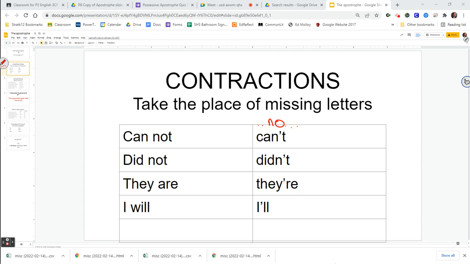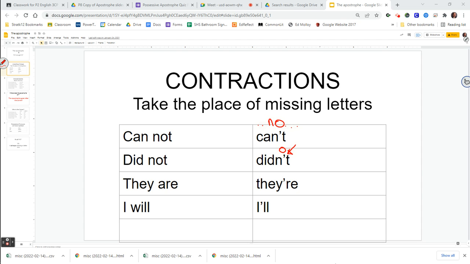Same thing with did not. The way we would say it, I didn't do it. I didn't want any. Right? How do we write that? We would write that with the apostrophe there where the letter is missing. The letter is missing right there. So that's where the apostrophe would go.